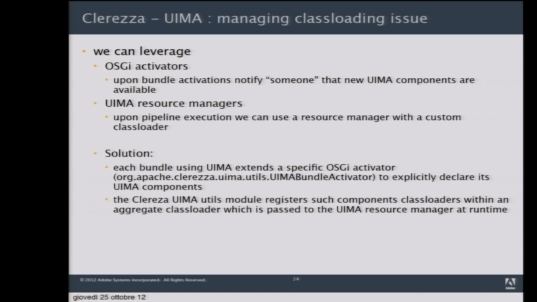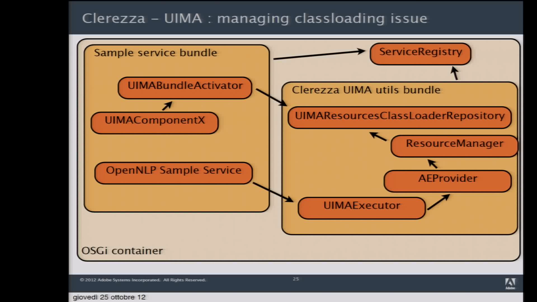Because the UIMA framework can be decorated with some custom resource manager which can hold their specific class loading stuff, we take advantage of such things. So each bundle using UIMA extends a specific OSGI activator to explicitly declare its UIMA components. The Clerezza UIMA utils module registers such component class loader within an aggregated class loader, which is passed to the UIMA resource manager at runtime, which is kind of tricky, but this picture should help us.